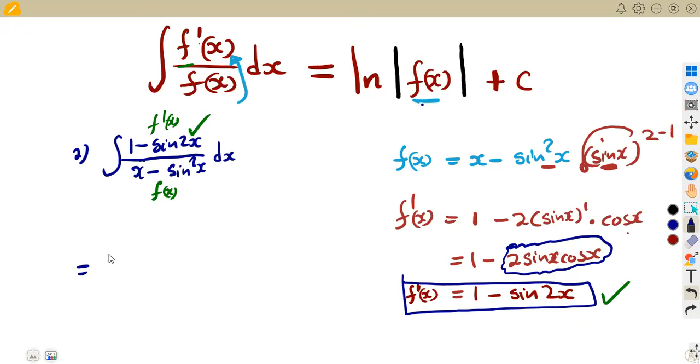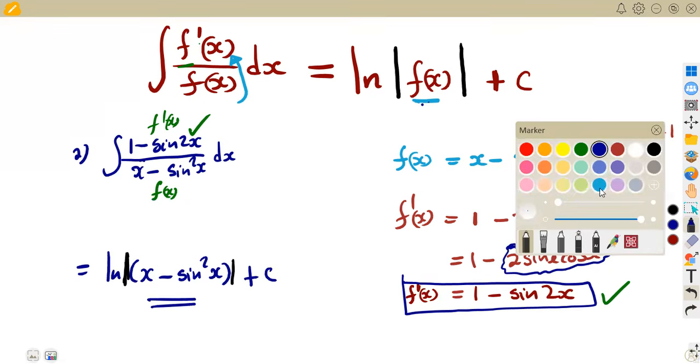So the answer is going to be ln of f of x, which is our denominator here, which is ln of x squared. Ln of x, sorry, I'm still in mind with x squared. So it's going to be ln of x minus sine squared of x in this case, plus our constant of integration. So that was the whole part of this integral.